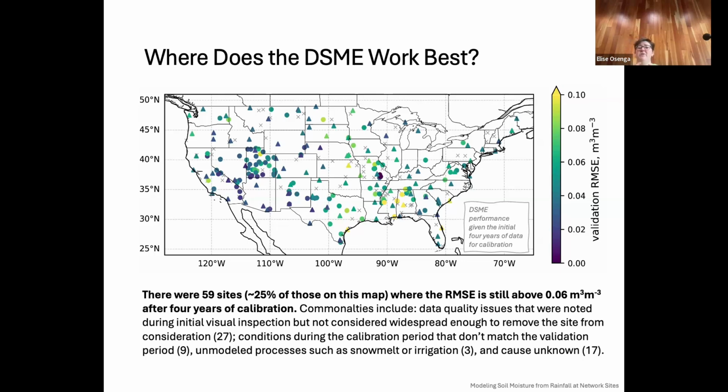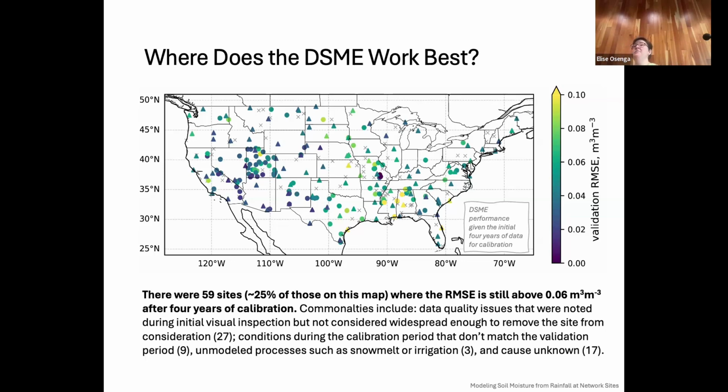Other things: if the calibration period does not match your validation period, so let's say the years you used for calibration were really, really dry, your simulated soil moisture is not going to get as wet as it should during its validation period. And if snowmelt is an important process for you, this model does not capture snowmelt.